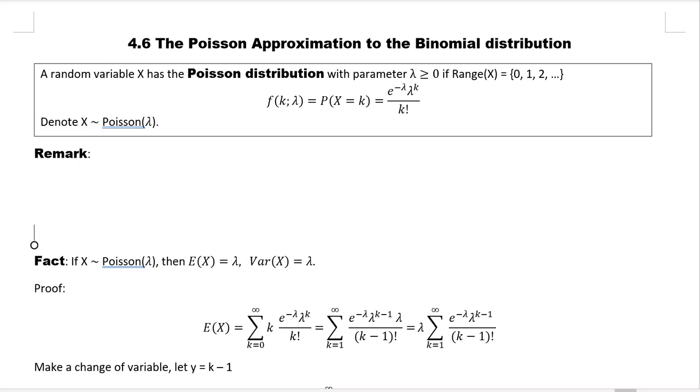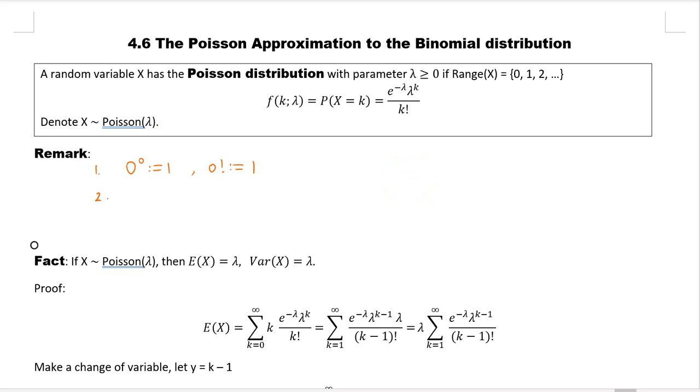Okay, so a couple remarks. First, remember for factorial, 0 to the 0 is defined to be 1, and also 0 factorial is defined to be 1. This symbol means it's defined to be. Okay, we define it to be 1.